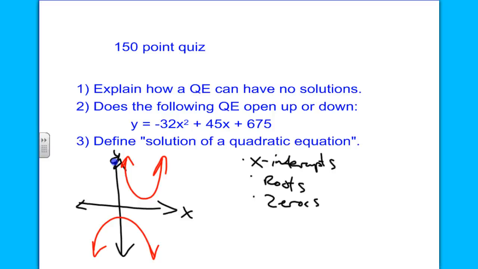Number 2, does that equation open up or down? It opens down, and you know that by the negative a, the negative part, right? The negative is a reflection in the x-axis. Okay, good. So, who got 150 points on that? Very good. Good for you.